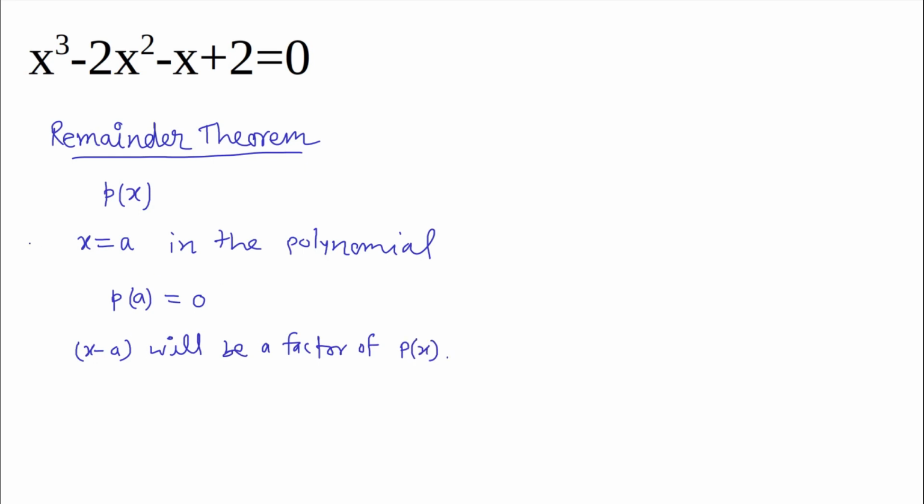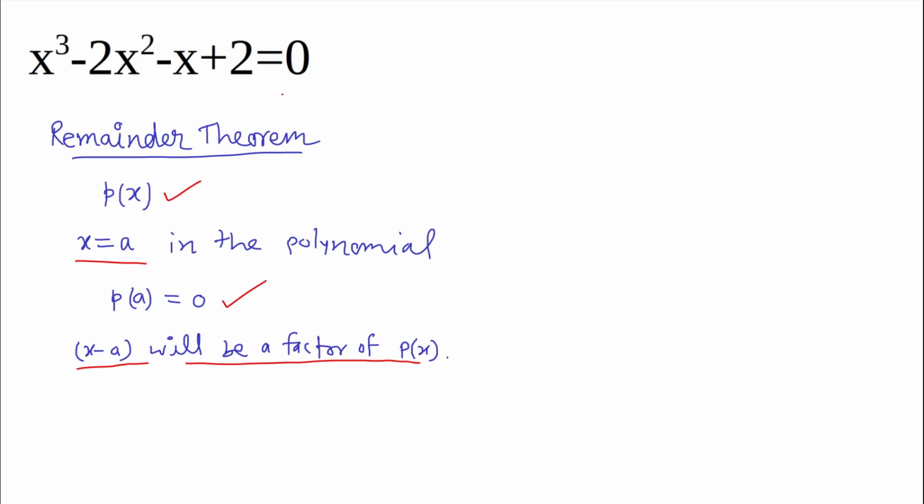This is very simple. So what does it say? It says that suppose you have a polynomial p(x), and if you put x equal to a into this polynomial, which makes the polynomial 0, then x minus a, because you have put x equal to a, so transfer this a to the left hand side, will be a factor of this polynomial p(x). This is a very simple theorem, but it is a very powerful theorem, using which you can factorize cubic or fourth power or fifth power or any higher power equation actually.